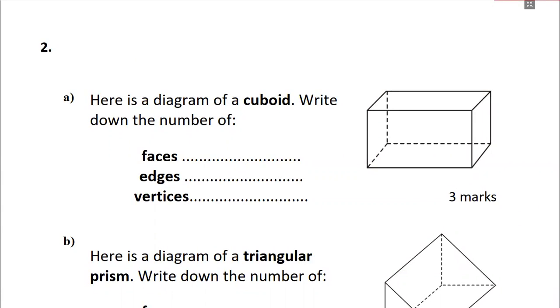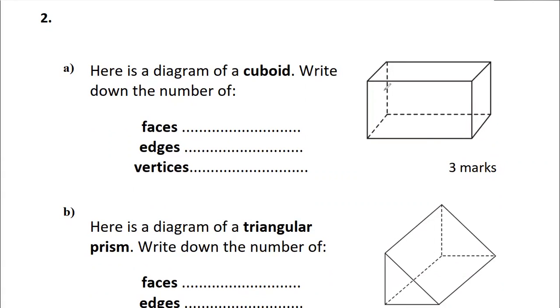It says, here is a diagram of a cuboid. Write down the number of faces, edges, and vertices. Right, so if I look how many sides the shape has, I can see 4 sides all around, front, right, left, and back, and also top and bottom. So that's why I would say it has 6 faces. Okay, how many edges does it have?